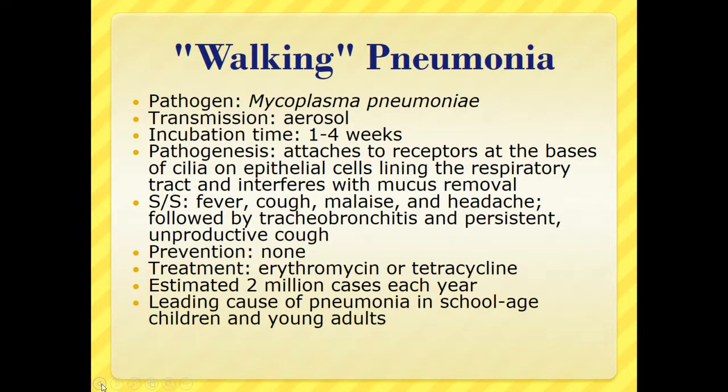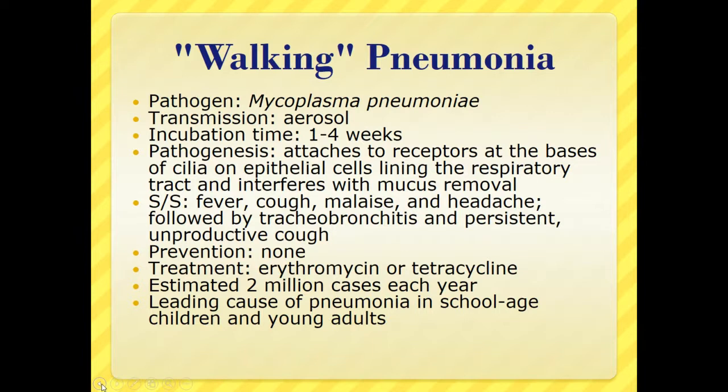Now, the other very common type of pneumonia is what we refer to as walking pneumonia because it causes a very mild form. It attaches to the cilia. And remember I told you about that mucociliary escalator. So it interferes with the cilia being able to do their job, so it leads to mucus accumulation in the respiratory tract. Fever, cough, malaise, headache, tracheobronchitis, persistent unproductive cough.